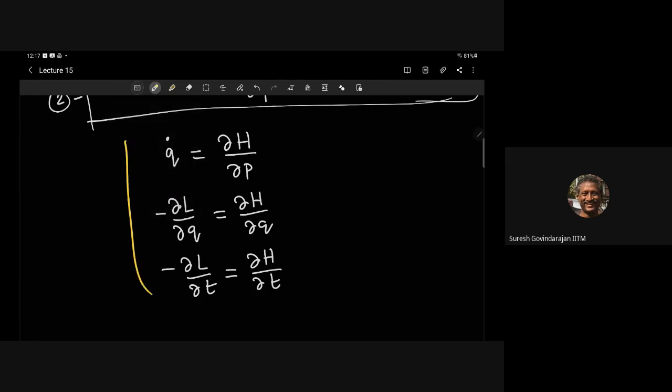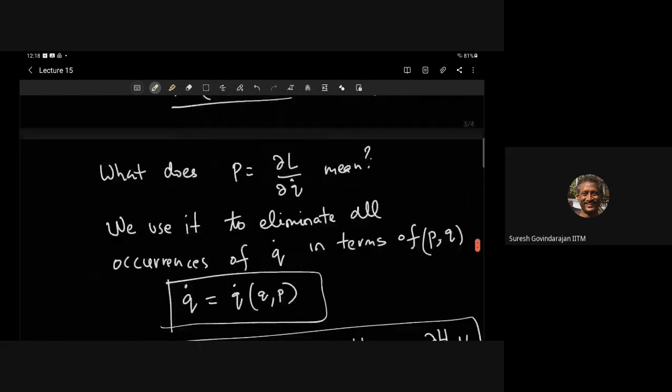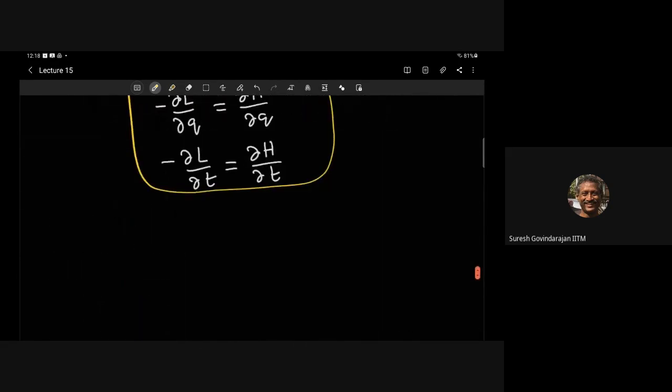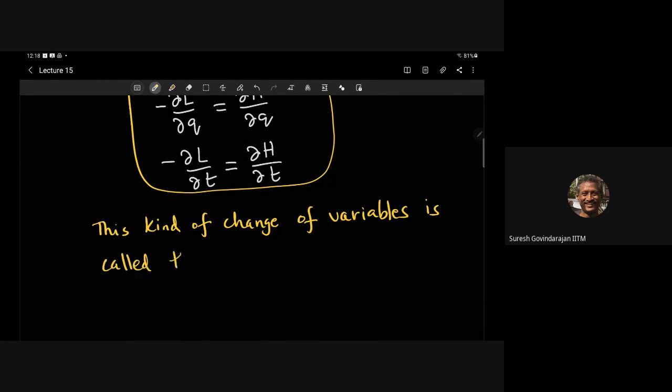Okay, what have I done here? I just compared terms and I get this. Okay, so this is what happens, and so this kind of change of variables is called the Legendre transform.